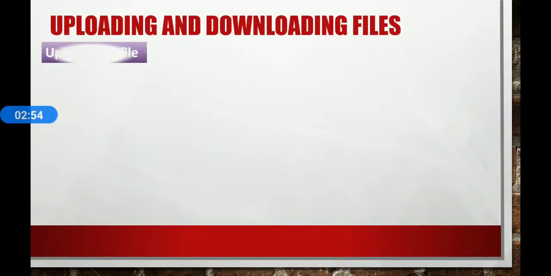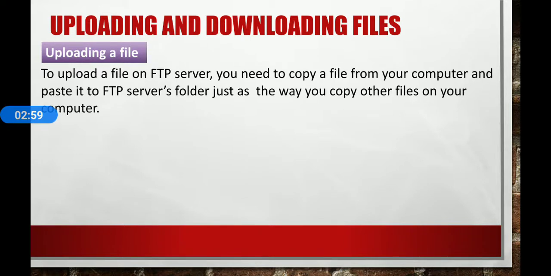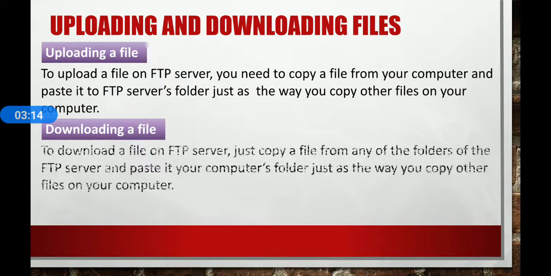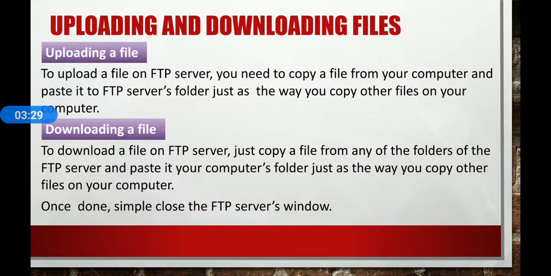Let's see how to upload and download files. First of all, uploading a file. To upload a file on an FTP server, you need to copy a file from your computer and paste it to the FTP server's folder, just the way you copy other files on your computer. Now, downloading a file. To download a file from an FTP server, just copy a file from any of the folders of the FTP server and paste it to your computer's folder, just the way you copy other files on your computer. Once done, simply close the FTP server's window.